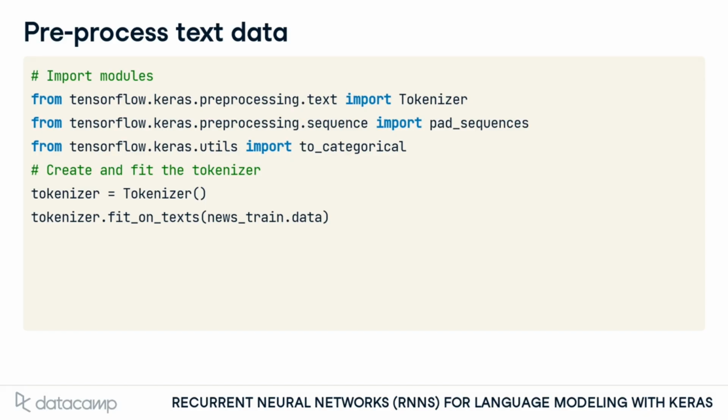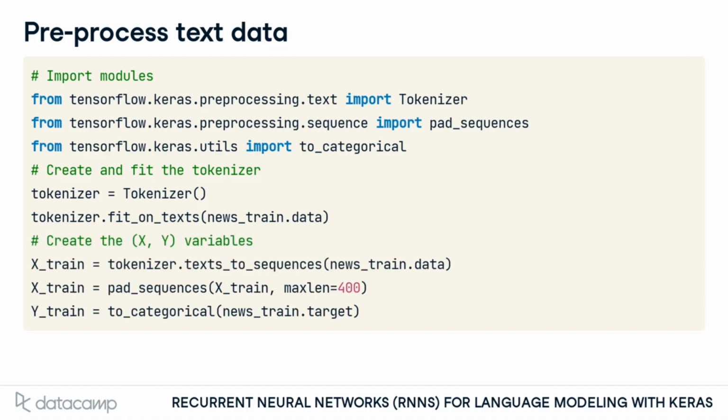Then we use the method tokenizer.fit_on_texts and pass the news_train.data as the array to fit on. This updates the tokenizer instance with the vocabulary and indexes. Next, we transform the text data into a sequence of numerical indexes using the tokenizer.texts_to_sequences method, applied on news_train.data. Save the results in the x_train variable.